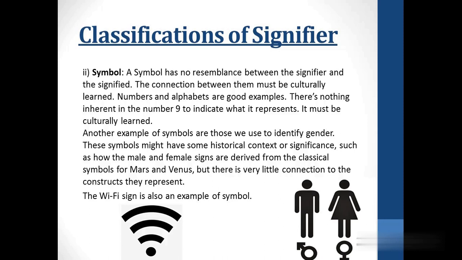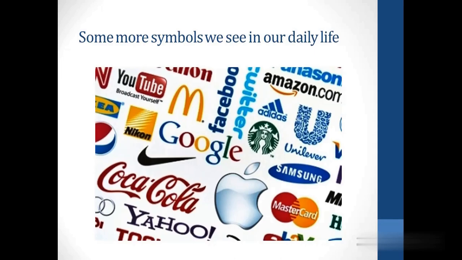Another example of symbols are those we use to identify gender. These symbols might have some historical context or significance, such as how the male and female signs are derived from the classical symbols for Mars and Venus. But there is very little connection to the constructs they represent. The Wi-Fi sign is also an example of a symbol. Here we have some more symbols we see in our daily life, such as Coca-Cola, Samsung, YouTube and many others.